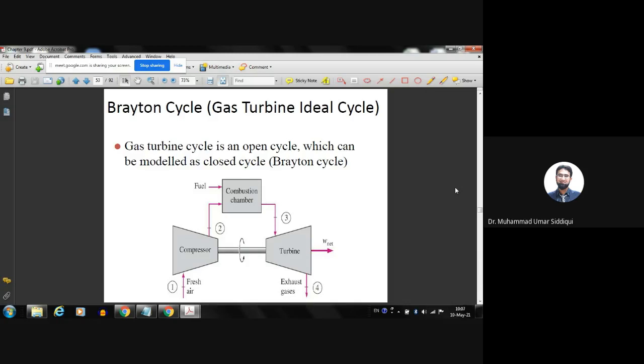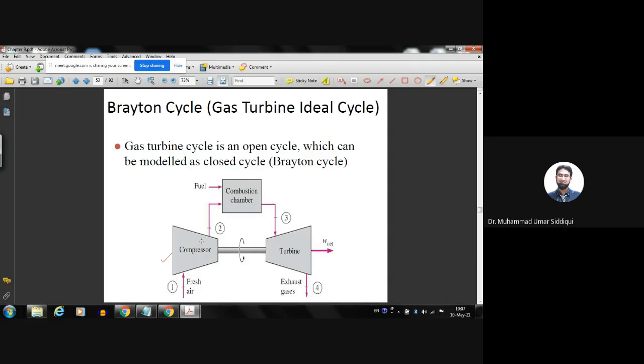Now in this cycle, we have a compressor, and this compressor is connected with the combustion chamber, and then this combustion chamber is connected back to the turbine. Fresh air enters into the compressor, and the compression is done. If the compressor has no losses, we say that this is an isentropic compressor. Otherwise, if the isentropic efficiency of the compressor is known, then we can determine the actual work input of the compressor. This is the same way as we discussed in chapter number 7.